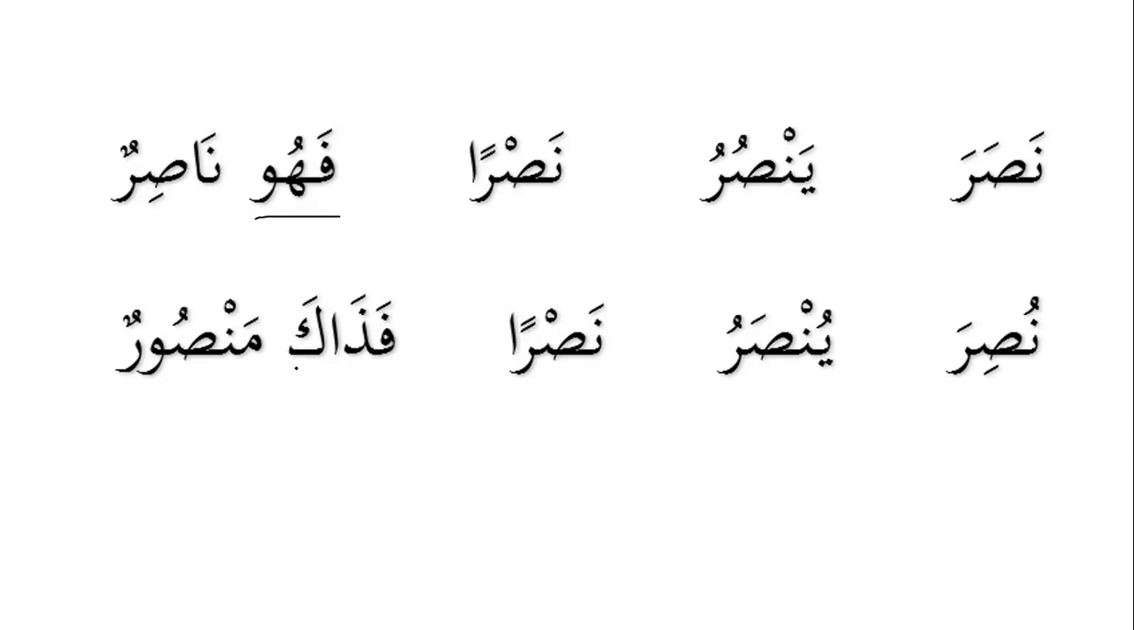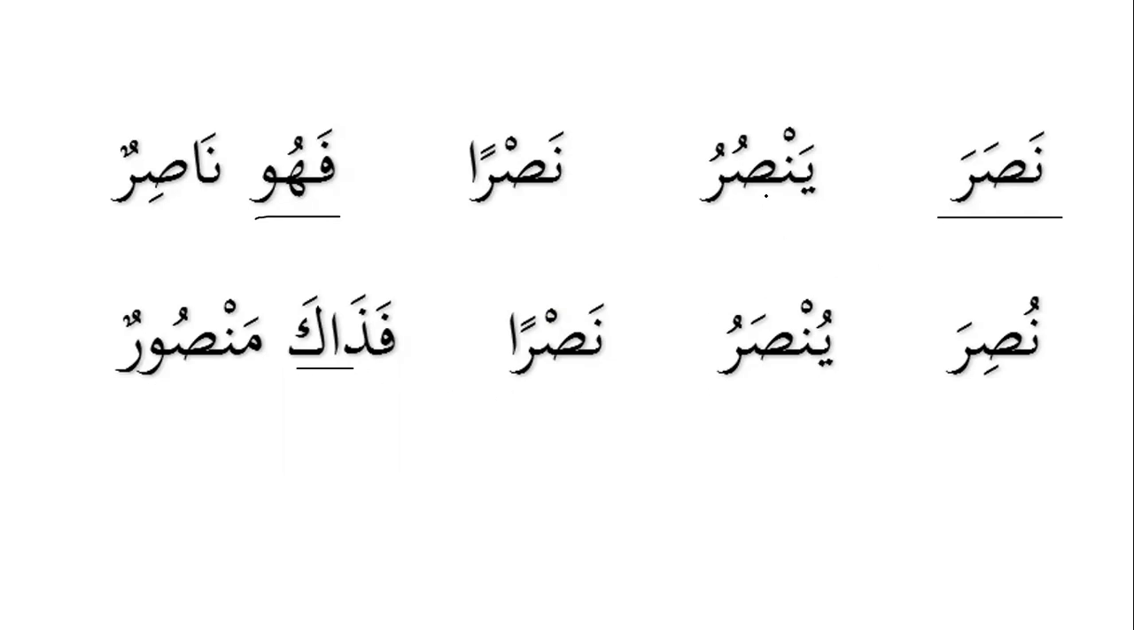They only use dhaka to differentiate. So you can also say fahuwa mansurun. Both of them are okay. So inshallah, whenever you come across a verb now, from the verb, at least you should be able to say almost 8 or 7 things about it. Like we have nasara yansuru nasran, fahuwa nasirun. Nusira yunsaru nasran, fadhaka mansurun.